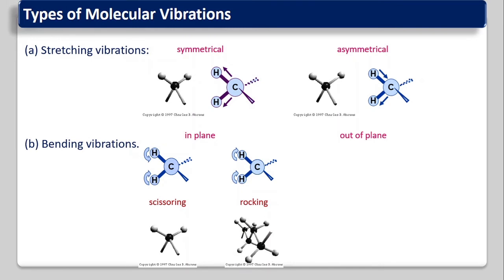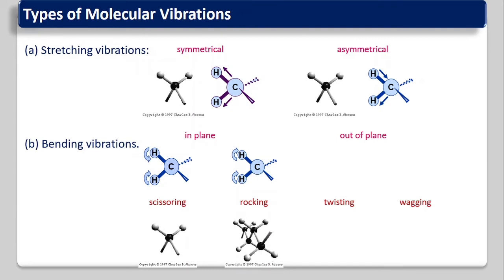The next type of bending vibrations are out-of-plane vibrations. In this case, during vibration, the plane of the molecule changes. They become out of plane. These are also of two types: one is twisting and the second is wagging.